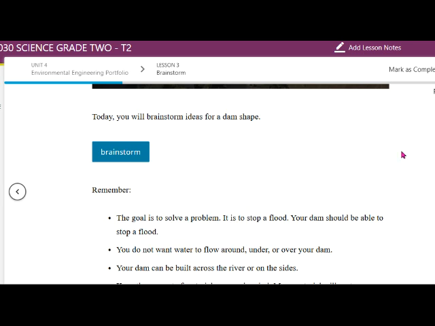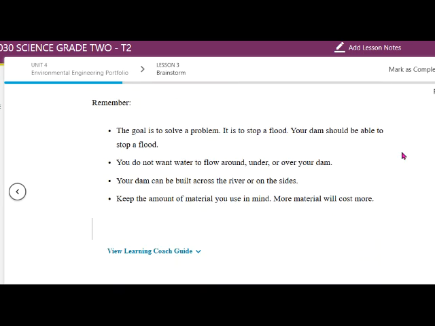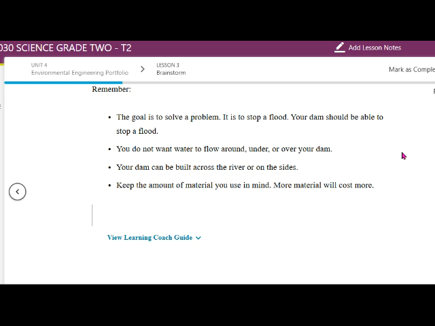Today you will brainstorm ideas for a dam shape. Remember, the goal is to solve a problem. It is to stop a flood. Your dam should be able to stop a flood. You do not want water to flow around, under, or over your dam. Your dam can be built across the river or on the sides. And keep the amount of material you use in mind. If you're building a real dam, more material will cost more. Even this dam, if you need more material that you have to buy at the store, more will be more expensive.